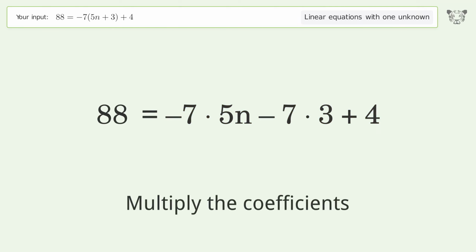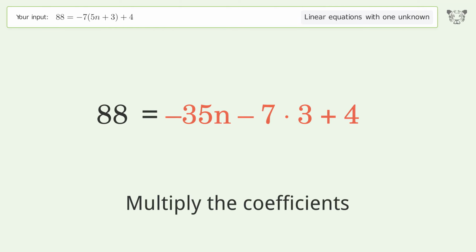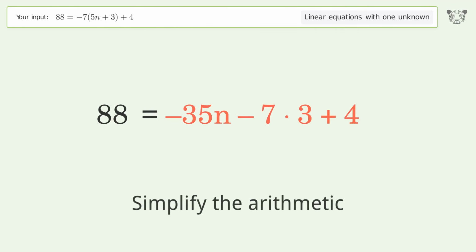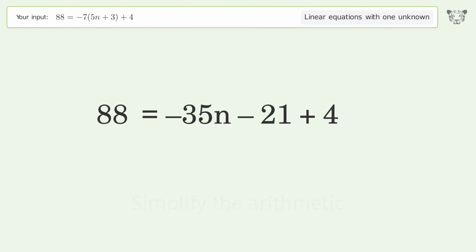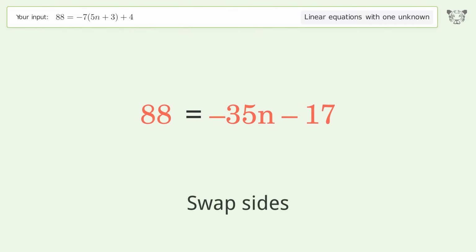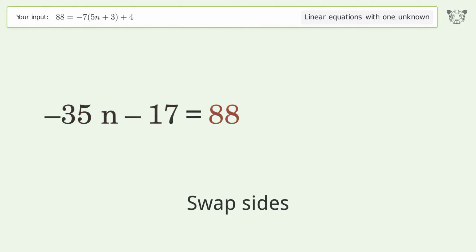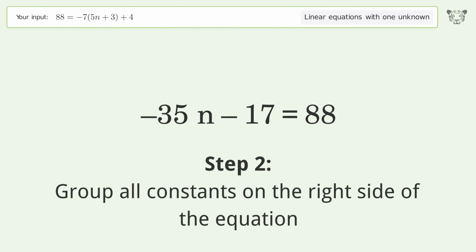Multiply the coefficients. Simplify the arithmetic. Swap sides. Group all constants on the right side of the equation.